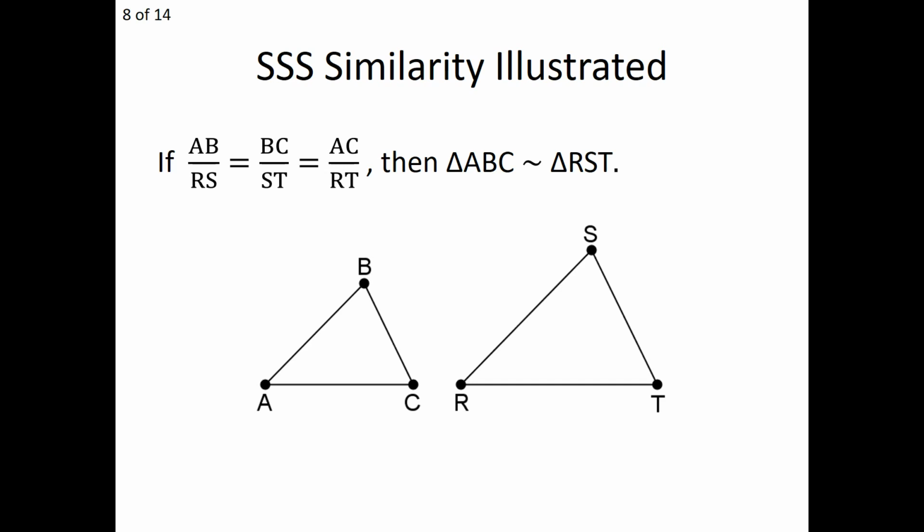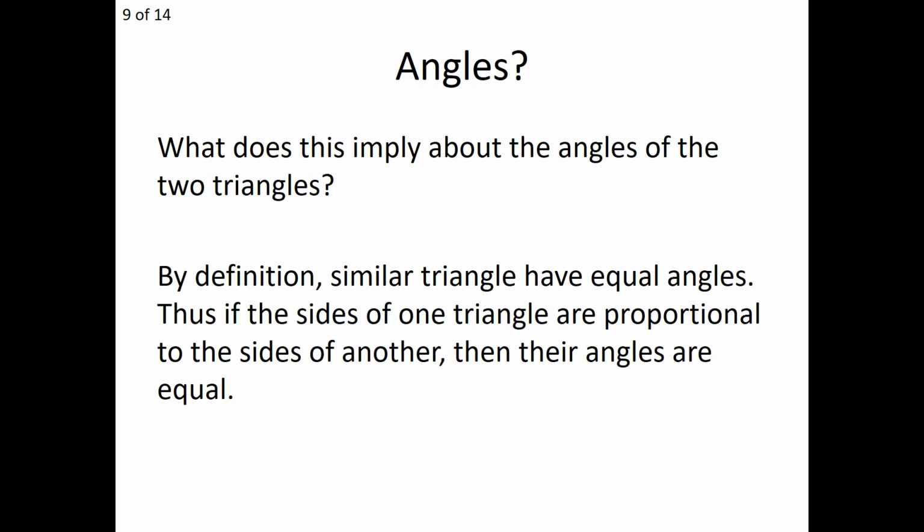Just like we asked before, what follows from our shortcut? What would follow from side-side-side similarity? Well, our angles. What do we know about our angles? If we can prove that two triangles are similar by side-side-side similarity, then we conclude that all the corresponding angles are equal. We match up our corresponding angles and can claim them equal. Why? Because by definition we have similar triangles. By the definition of similarity, all sides are proportional and all corresponding angles are equal.